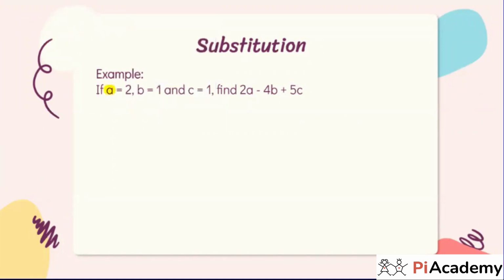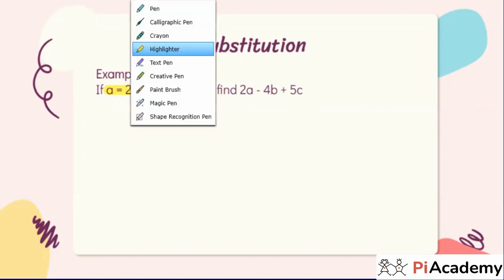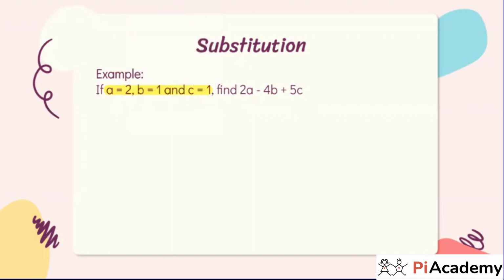So here, whenever you get this question, you have to be very sure you are going to put the value very correctly. See here, 2A is given to you. So instead of this A, you can write 2. Instead of this B, you can write 1. And instead of this C, you can write 1. Now, 2A means 2 times 2, and that is 4.